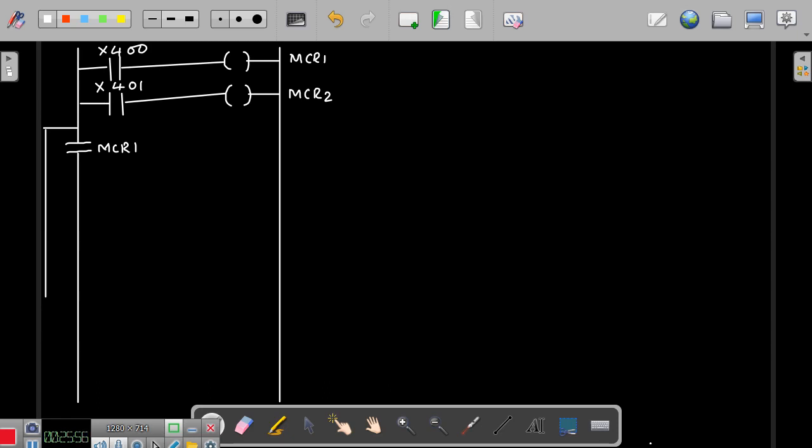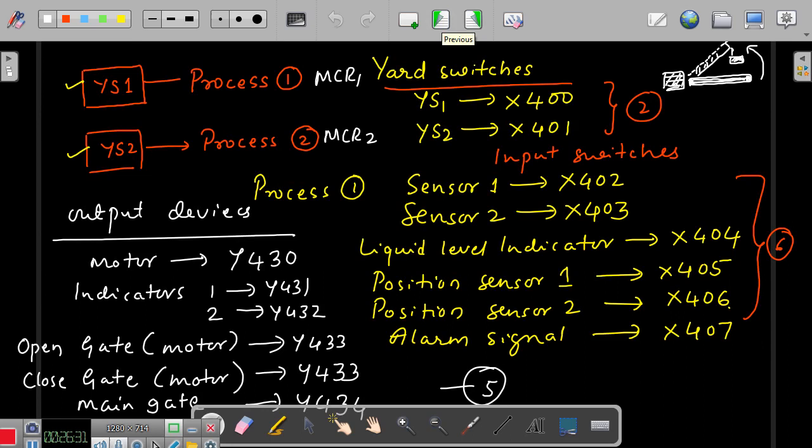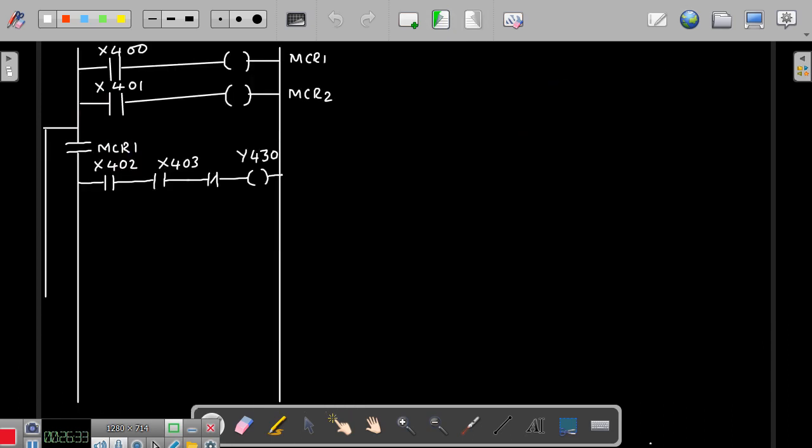So now once I introduce my master control relay coil in the power rail, I have to start with the first process, wherein the two momentary switches, that I will take as 1 and 2, and in my case it is X402 and X403. And of course I have to take a normally closed liquid level indicator, because this liquid level indicator has to turn off the motor. So therefore this is Y430, the motor. If I am right, motor is Y430, correct.